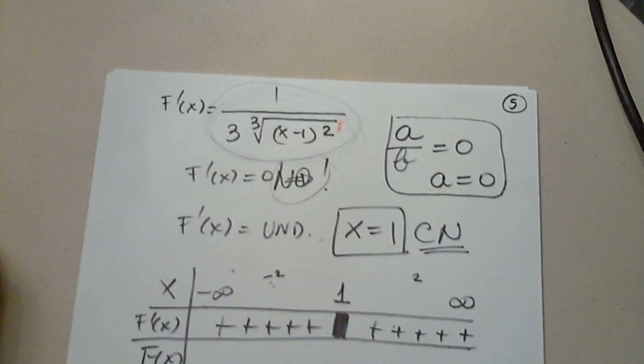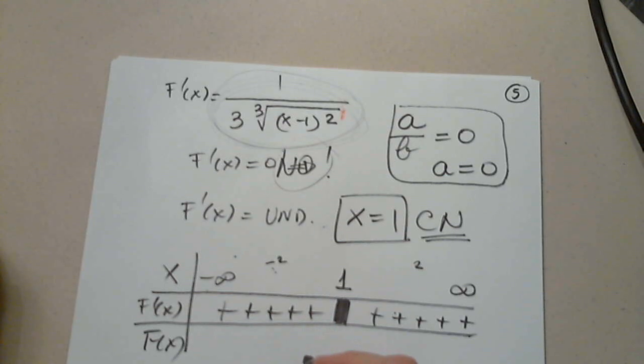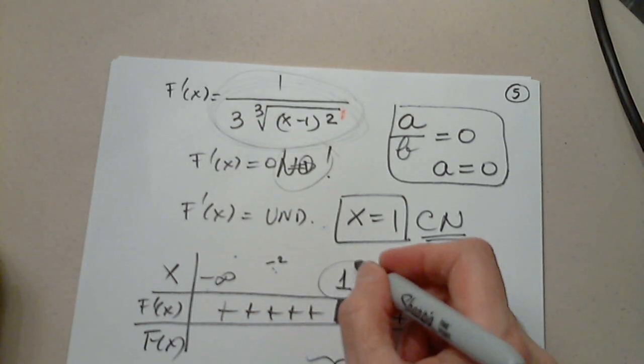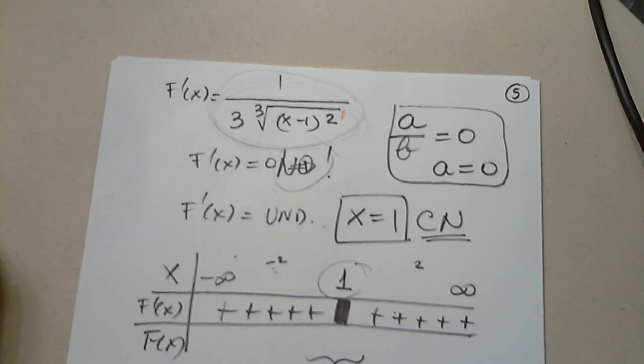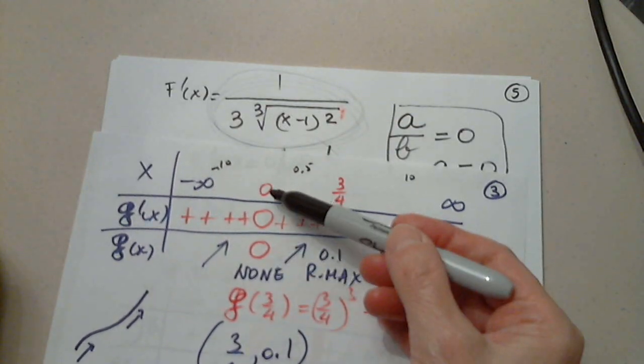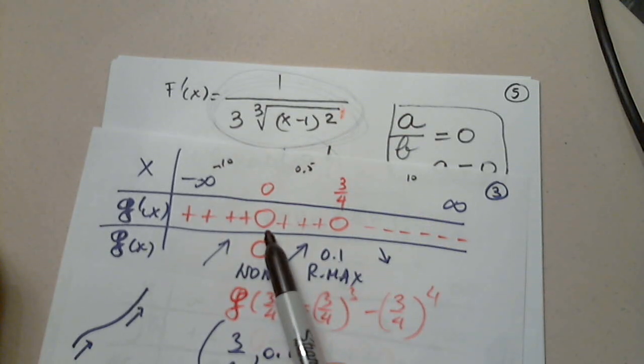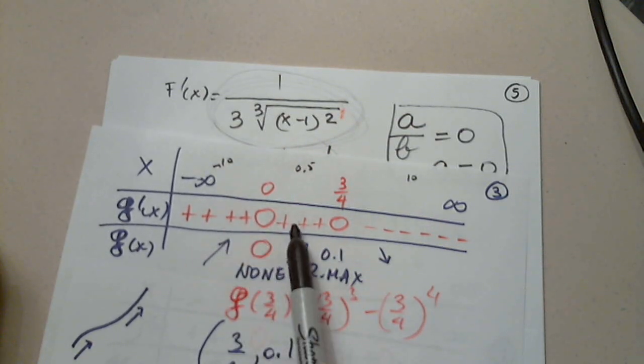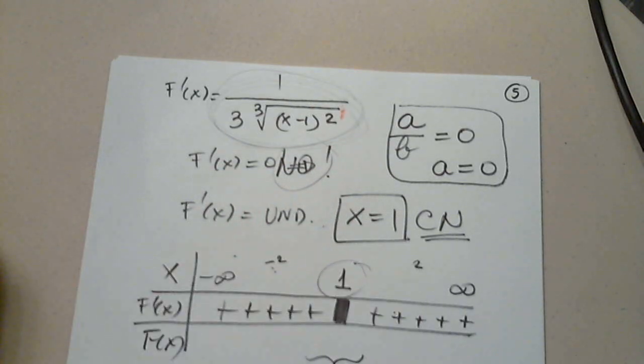So x equals 1 is a critical number. What type of critical number is it? Max, min, or none of the above? None of the above. There is no sign change. So in this case, the critical number did not turn into a max or a min, like this one. This critical number did not turn into a max or min because the derivative did not change sign. That's it.